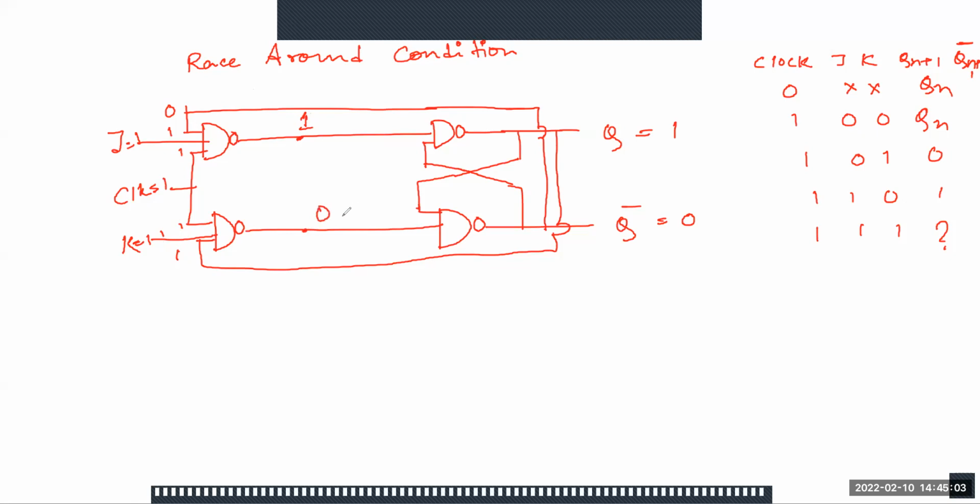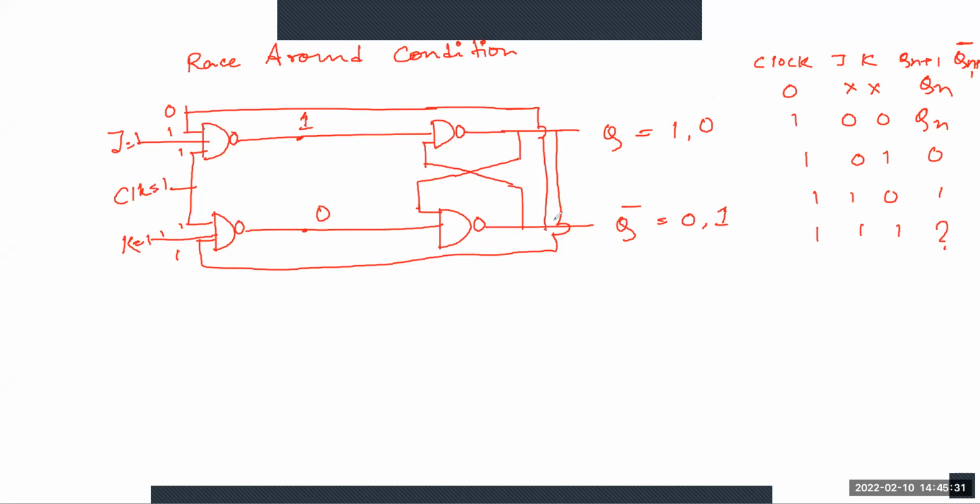So the final output here, at this point the input is 1, and at this point the input is 0. So the final output we are getting is 0 and this is 1. So for this, now you can see the value of Q and Q bar is changing. At this moment the value of Q is 0 and the Q bar is 1.